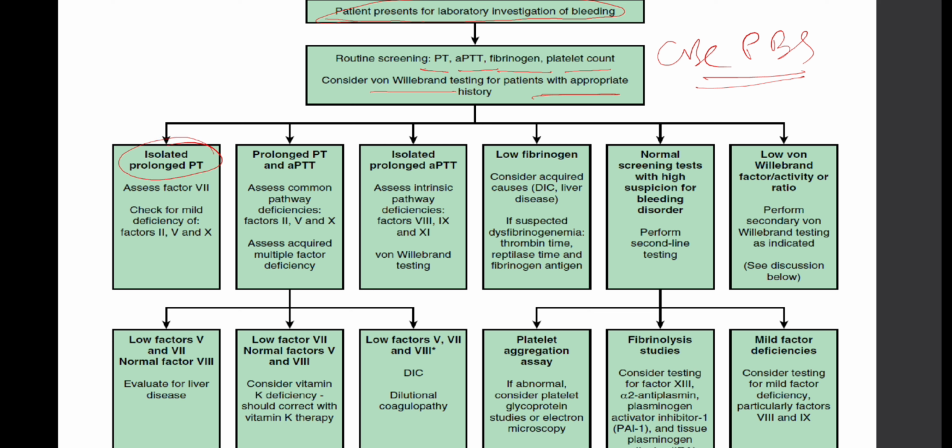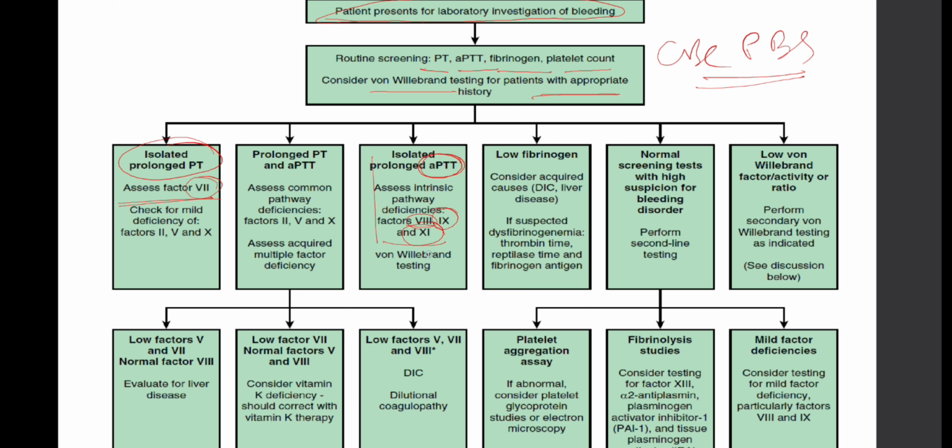After the report, if the PT is isolated and increased and the APTT is normal, that means a problem in the extrinsic pathway factor, that means a problem in factor 7. So we have to do a factor 7 assessment. If the APTT is only increased but the PT is normal, that means a problem in the intrinsic pathway, that means factor 8 deficiency, factor 9 deficiency, factor 11 deficiency, and also factor 12 deficiency. These are the problems, that means hemophilia.